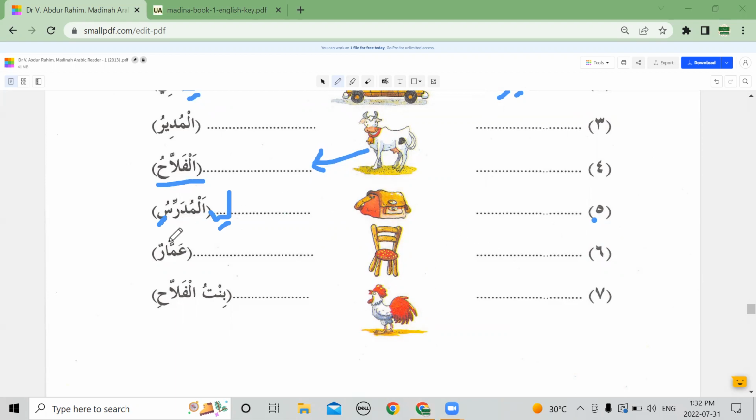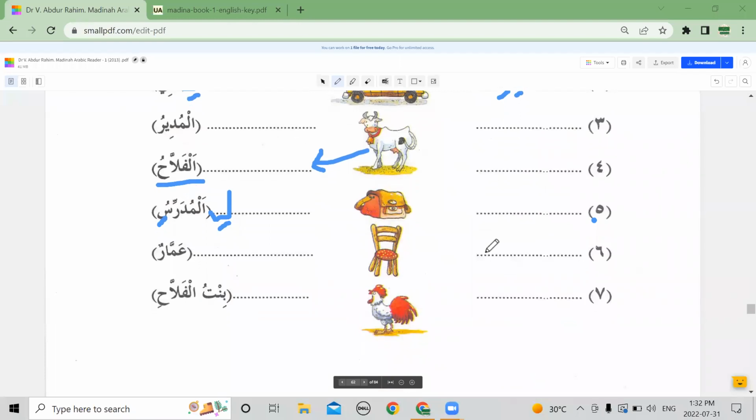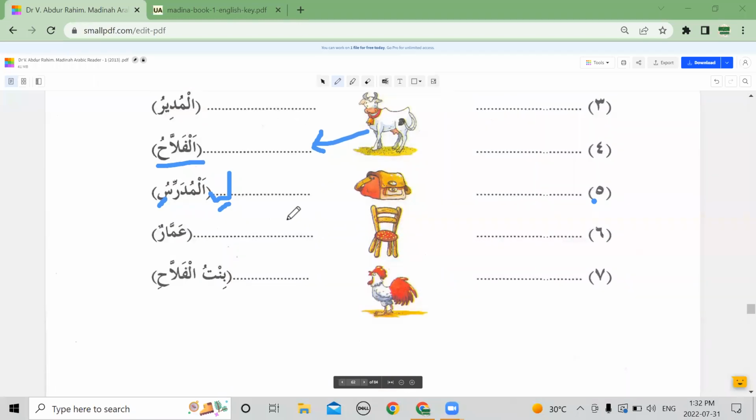Okay, now I'll let someone else read. Go ahead, Samiha, your turn. From number 6. لمن هذا الكرسي؟ هذا الكرسي لعمار. Good, with the tanween here.